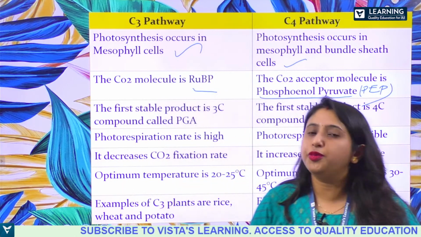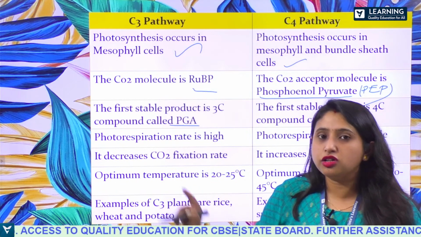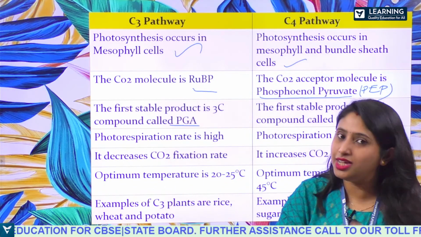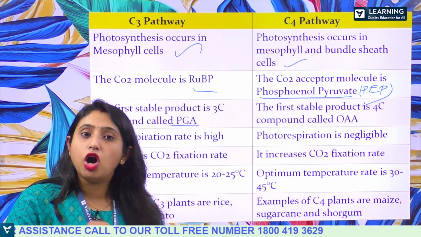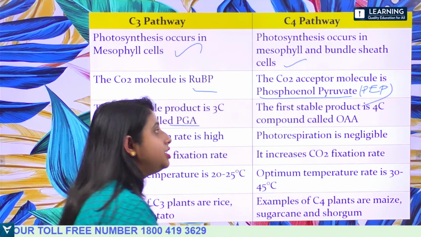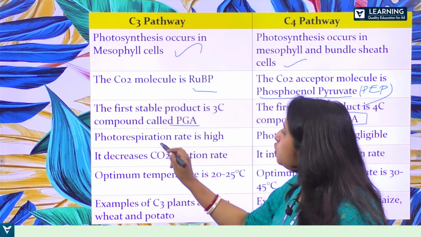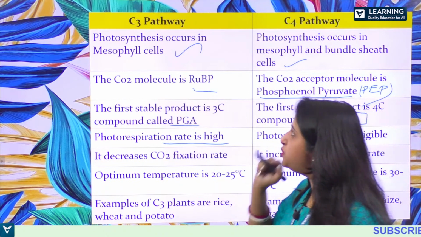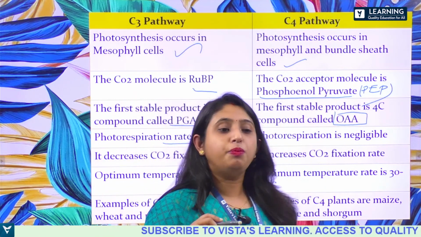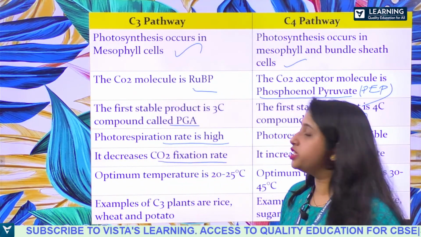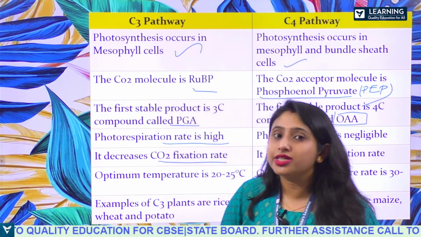What is the first stable product in each pathway? The first product of the C3 pathway is PGA, phosphoglyceric acid. And the first product of the C4 pathway is a 4-carbon molecule, oxaloacetic acid. It is the first stable product of the C4 pathway. In the C3 pathway photorespiration is higher, whereas no photorespiration takes place in the C4 pathway. So it decreases the CO2 fixation rate, whereas in the C4 pathway it increases the CO2 fixation rate.